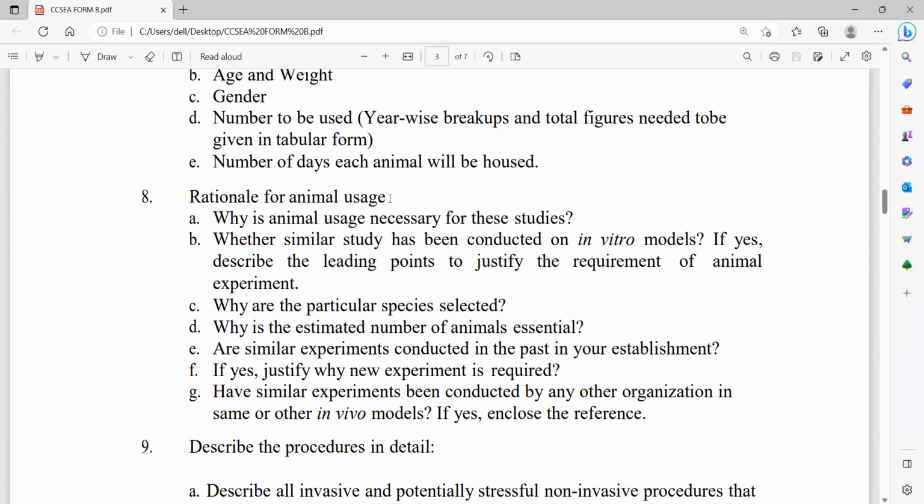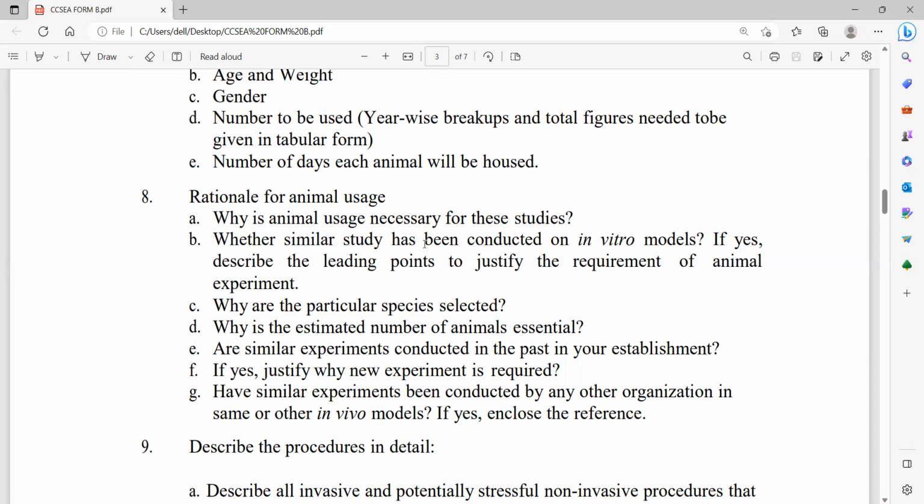The rationale for animal use. Why is the animal required for your studies? Here, strong justification is required from the researcher. So first is, why is animal use necessary for this study? So for your specific protocol, why are animal studies required? Here you have to mention the importance of the animal house in relation to your project.